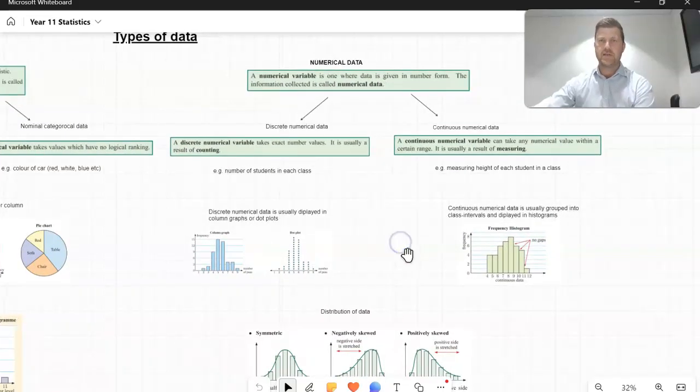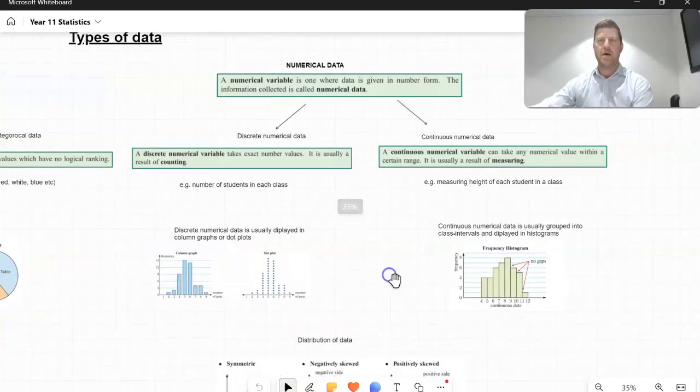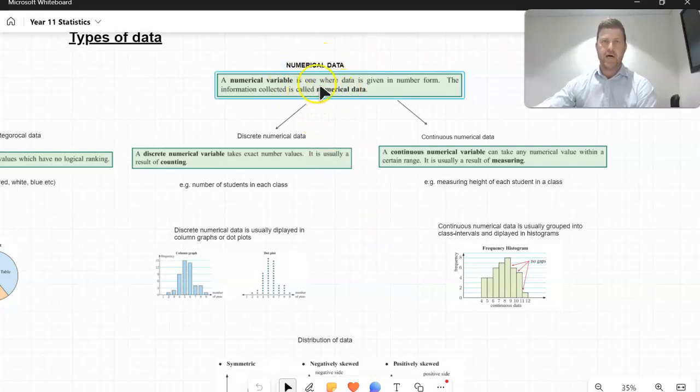Numerical data is when you collect data and the response is a number. So for example, you might be asked how many siblings you have. You're going to give a number response, right? So 2 or 3 or 4. So that would be an example of numerical data. Okay, so numerical data is one where data is given in number form. And numerical data can either be discrete or continuous.